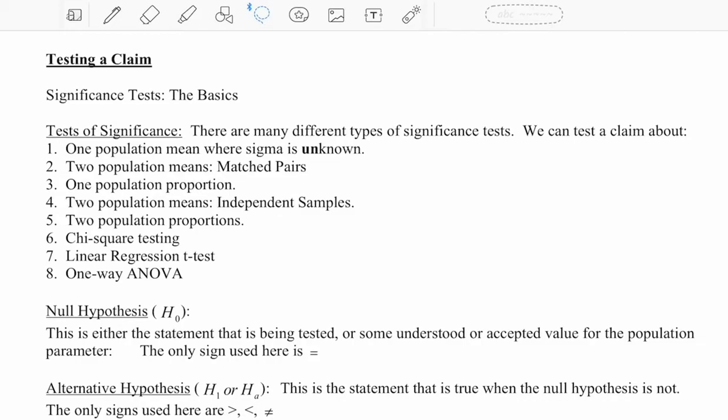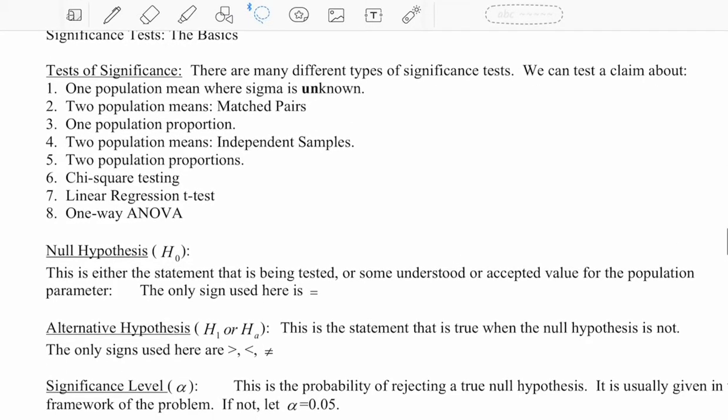Right now we have to get into the notation. Notation can be a little tricky, but it's consistent, so it becomes more manageable. Once you get used to what the notation is talking about, then everything else kind of works itself out. So we have null and alternative hypotheses.